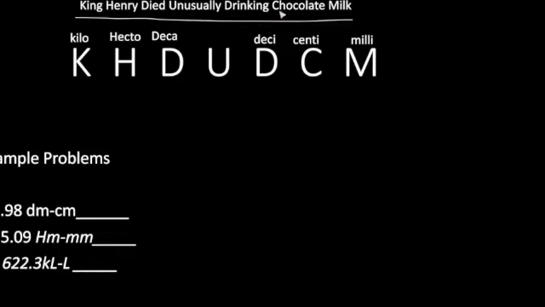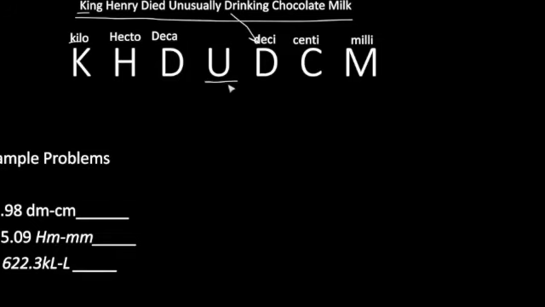King Henry died unusually drinking chocolate milk. K for kilo, K and King for K and kilo, H Henry for hecto, D died for deca, U unusually is just going to be the base unit, and I'll show you the units of this later. Then for D we have drinking for deci, C chocolate for centi, and then M for milli. There are other catchphrases, but this one is the most used.